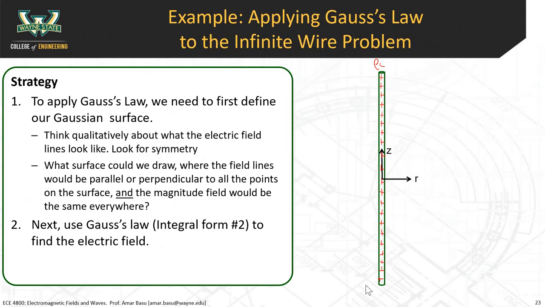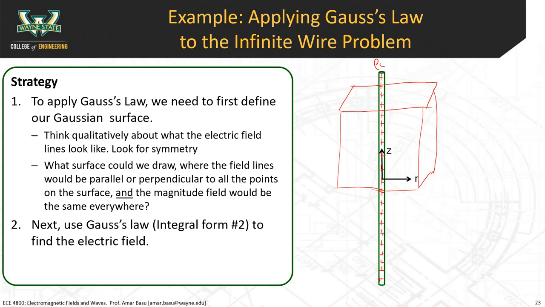Okay? And so in this particular problem, what kind of surface could you draw where the electric field would be the same everywhere on the surface? A cylinder. A cylinder, that's right. So let me just draw something stupid here, just so we can start thinking about this.